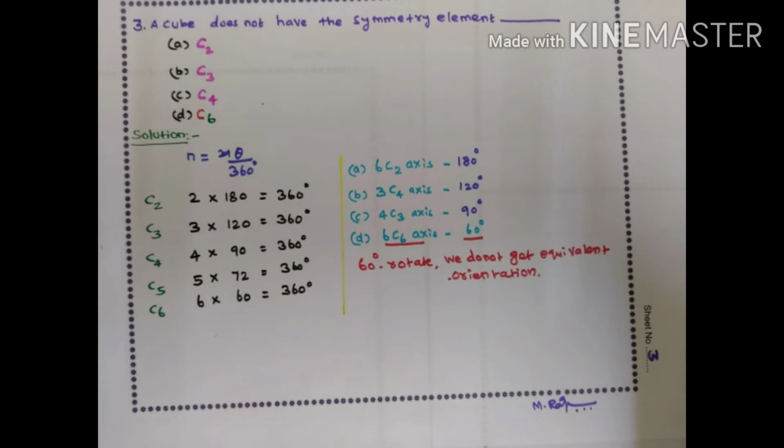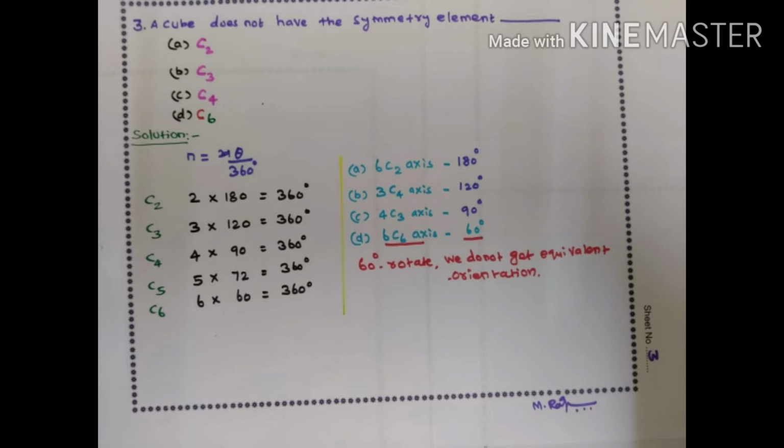2 into 180 is 360. 3 into 120 is 360. 4 into 90 is 360. 5 into 72 is 360. 6 into 60 is 360. C2 axis, example of water molecule; C3, example of ammonia; C4, example of PtCl4 2 minus; C5, example of ferrocene; C6, example of benzene.